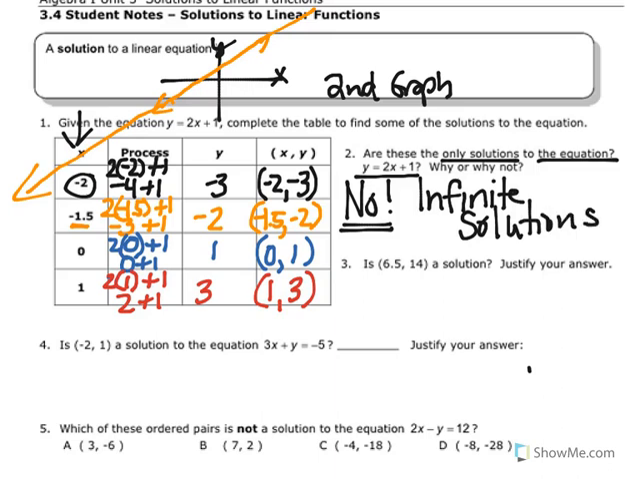Now it says, is 6.5 comma 14 a solution? Well, the way we'd know that is to just try it and see. Let's try the x. So we're going to say 2 times 6.5 plus 1. When you do that, you find out that 2 times 6.5 is 13, plus 1 equals 14. And is that what it says the y should be? 14? Yes. So yes, this is a solution.